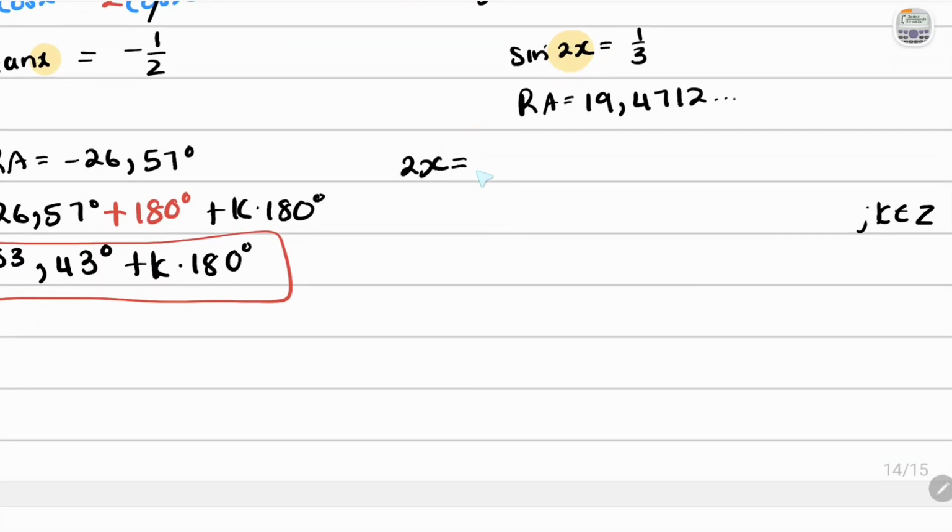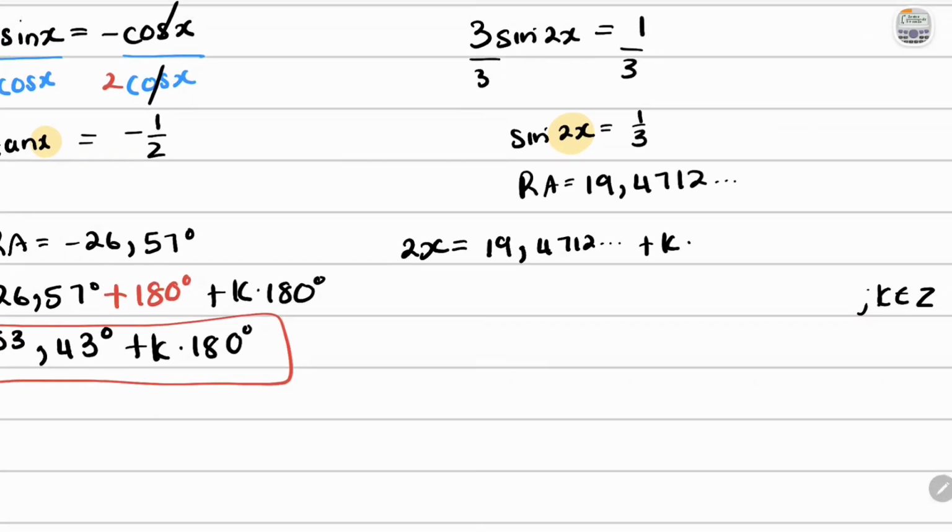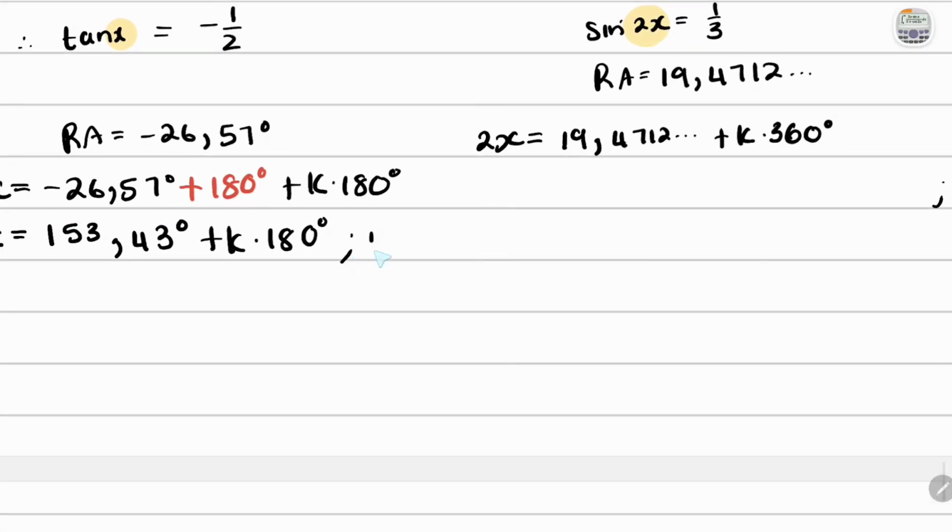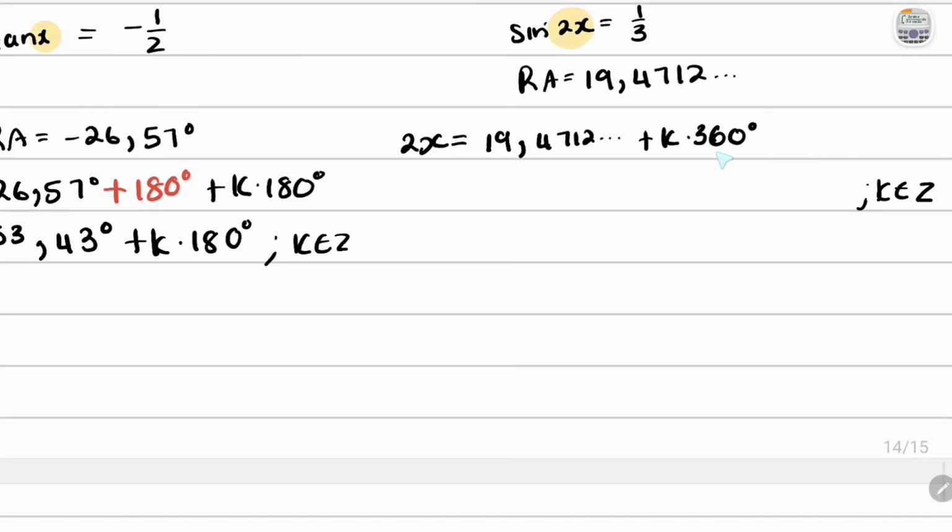So we're saying that 2x is equal to, again, you're going to just say your reference angle, which is currently 19.4712, and then you just say plus k of the amount of angles that it takes for this graph to repeat itself. The sine graph repeats itself every 360 degrees. So plus k of 360 degrees. Of course, where k is an element of integers. We can just write it for both, it's fine. Okay, so I'm just going to put the second solution. So 2x is equal to 180 degrees minus your reference angle, which is 19.4712, and then plus k of 360 degrees.